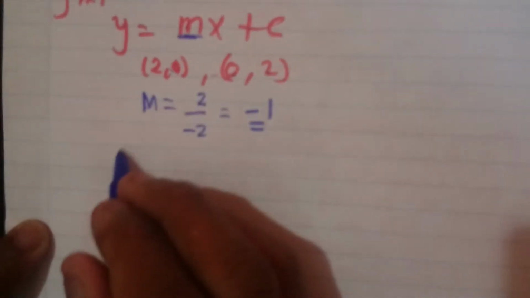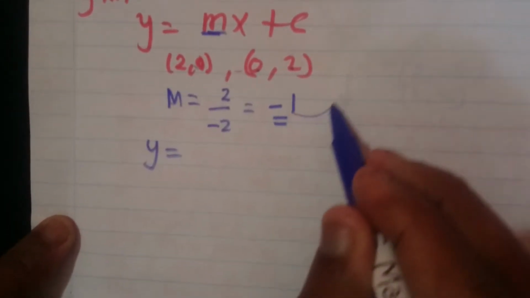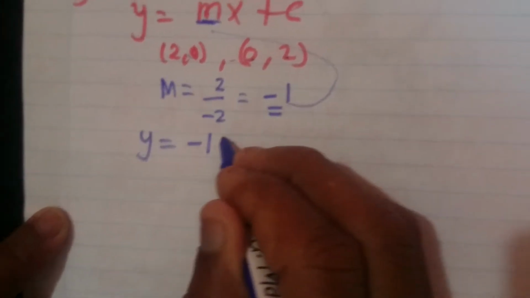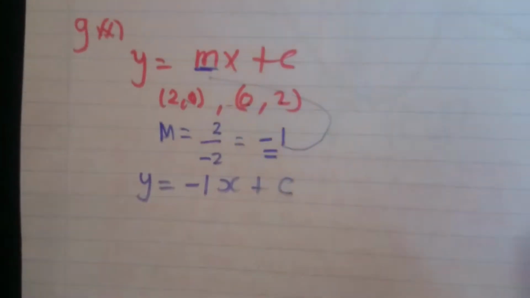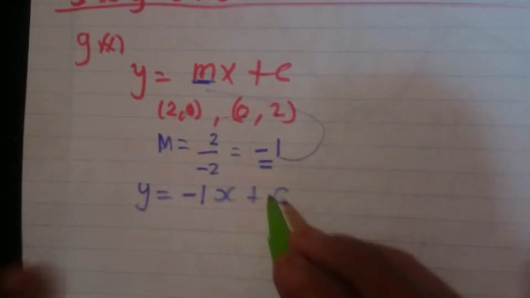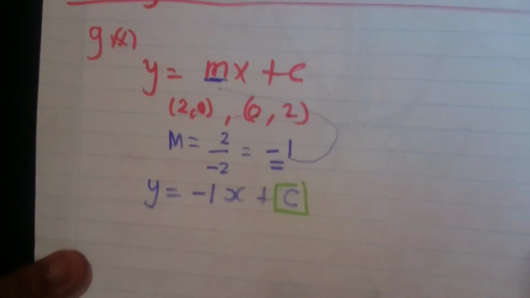This is a slope. So I'm going to say, okay, so Y equal to, we know slope, so I can put it back: negative 1x plus C. Now we want to get to C. But C is obvious, right? Because this graph is going to cut Y equal to 2. So our slope equal to negative 1, our C equal to 2.